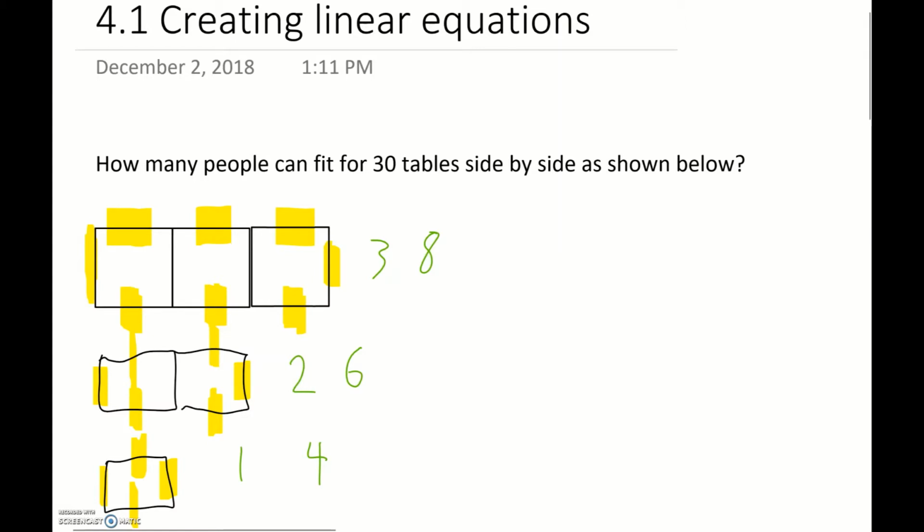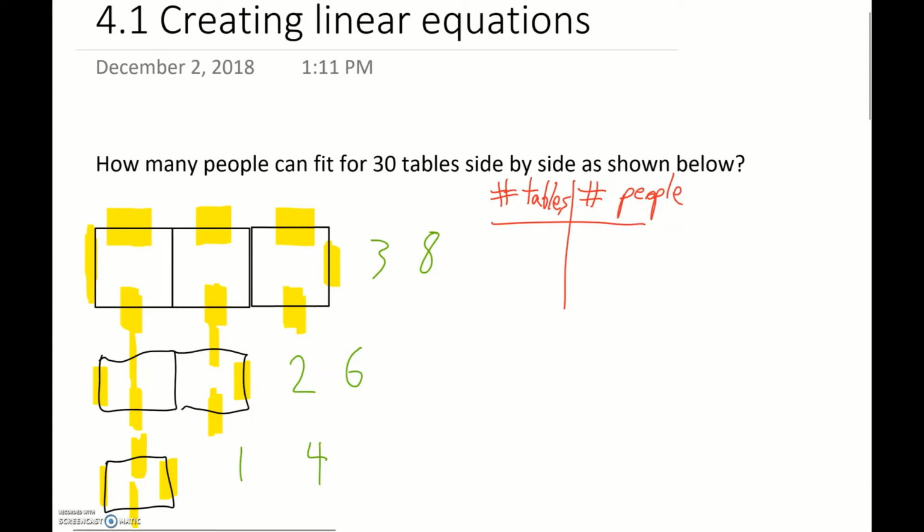Sometimes if we make a little chart, it helps us see the pattern. So number of tables, number of people. First of all, if we had to draw out 30 tables, that would be just difficult. So we're not going to draw it out, and that's why having equations is useful.